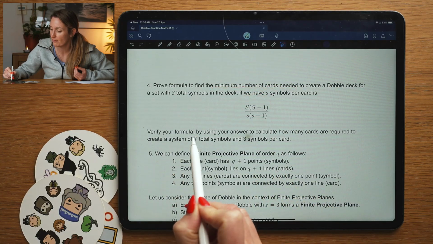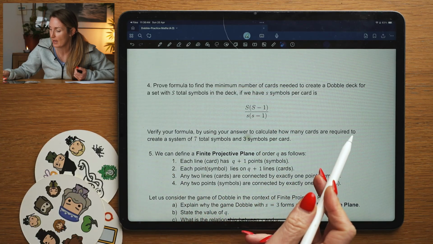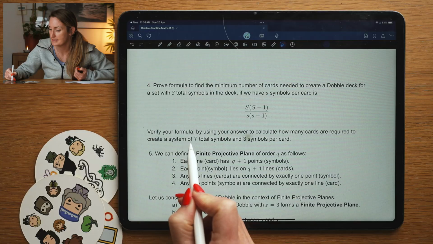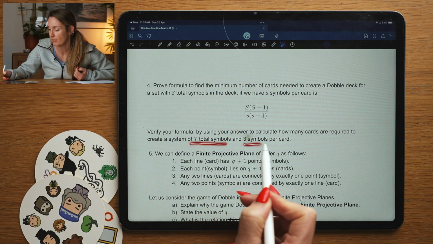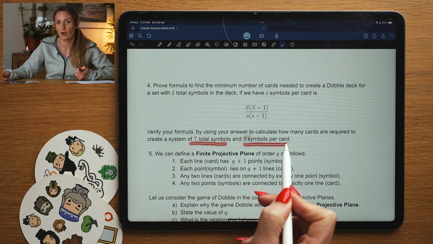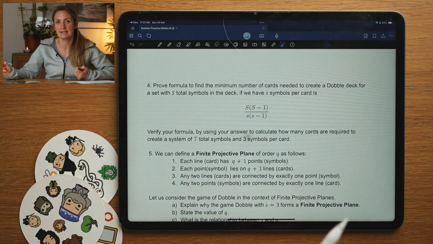Okay? Verify your formula by using the answer to calculate how many cards are required to create a system of 7 total symbols and 3 symbols per card. So let's dig into this.